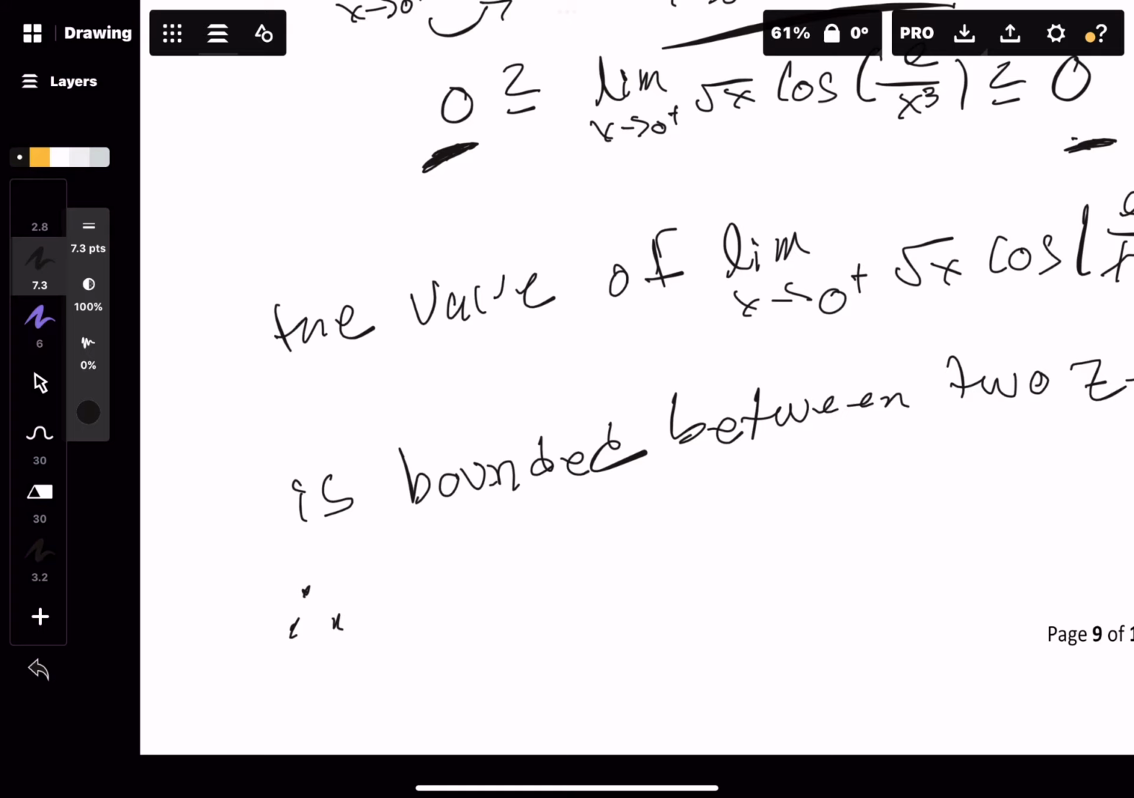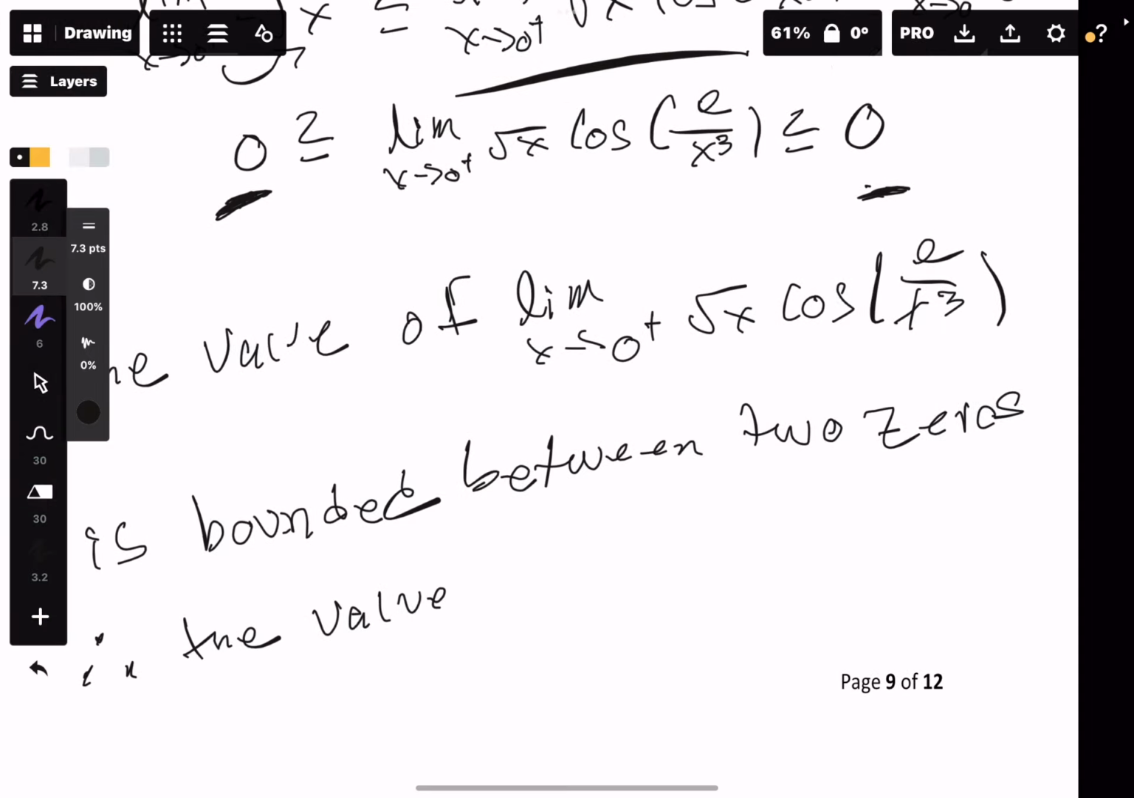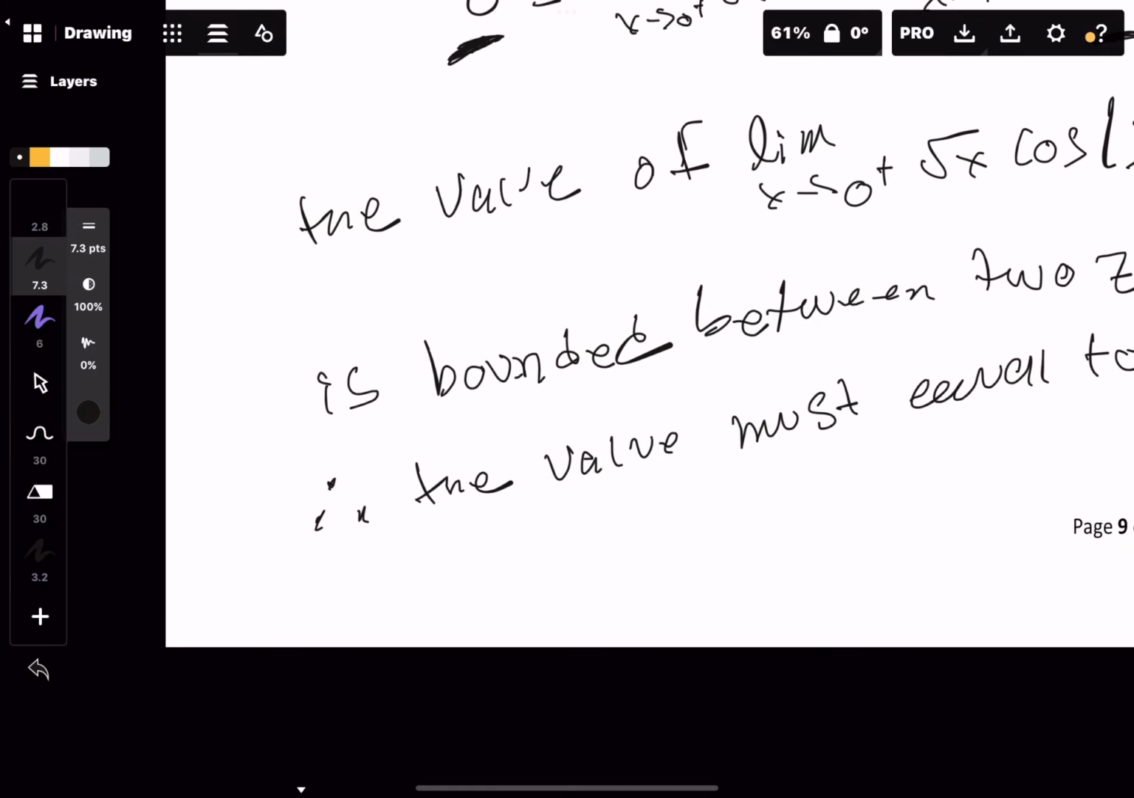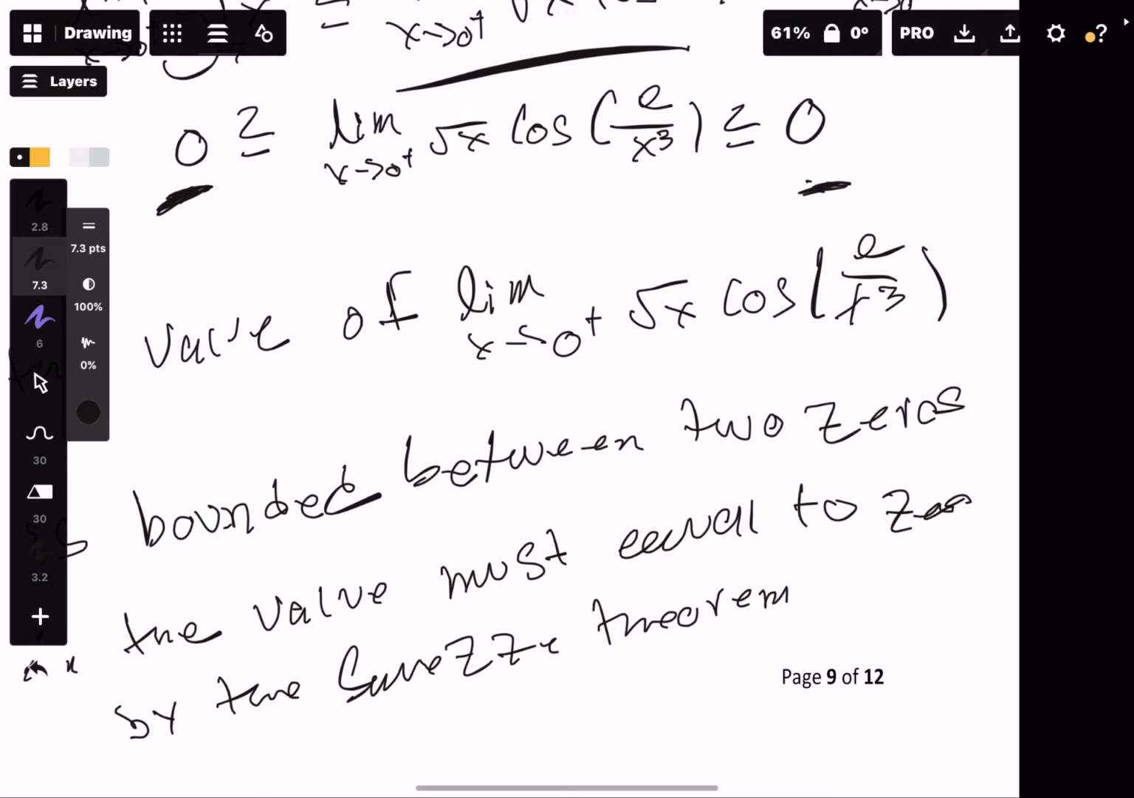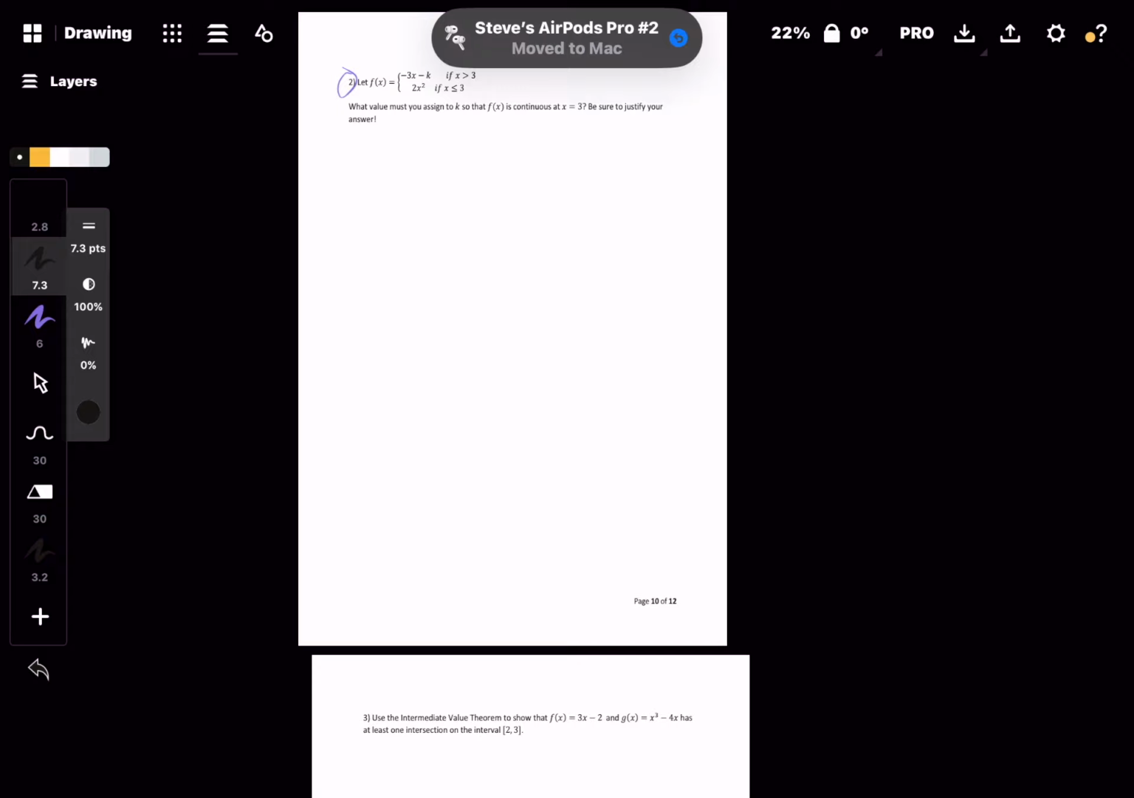Therefore, the value must equal 0 by the squeeze theorem. That will be it. Thank you.